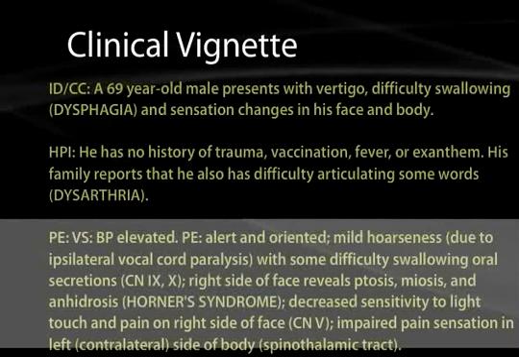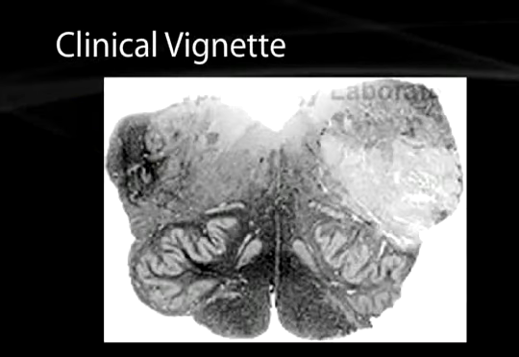So the stroke that occurred here is a PICA stroke, posterior inferior cerebellar artery stroke, that caused damage to the lateral medulla, and therefore it damaged not only the spinothalamic tract for the body, but also the spinal nucleus of 5 for the face. Since the spinal nucleus of 5 represents ipsilateral pain and temperature for the face, and the spinothalamic tract represents contralateral information from the body, that's why you get pain and temperature loss for the same side of the face and pain and temperature loss for the opposite side of the body.